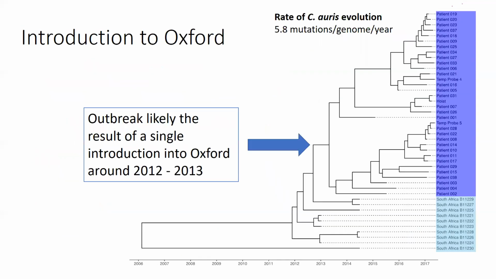And so we can be fairly confident that all of our Candida auris looks like it's come from the same location. We can do slightly more than that, because from the samples we collected during the outbreak we can work out how quickly Candida auris evolves. And we worked the answer out as about 6 mutations a year.